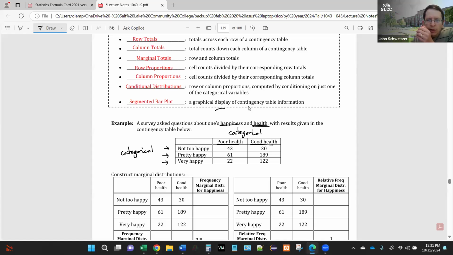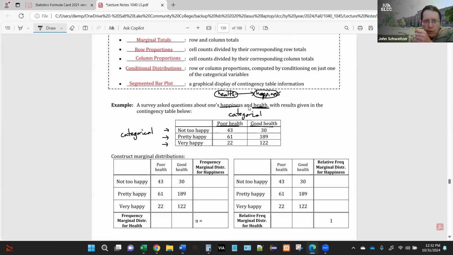And what would be the explanatory variable here? Does health cause happiness or does happiness cause health? Well, probably being in a good mood can improve your health, but I think for most of us, the most common sense answer would be that health would be explaining your happiness. Okay, so that's the kind of thing we're thinking about here.